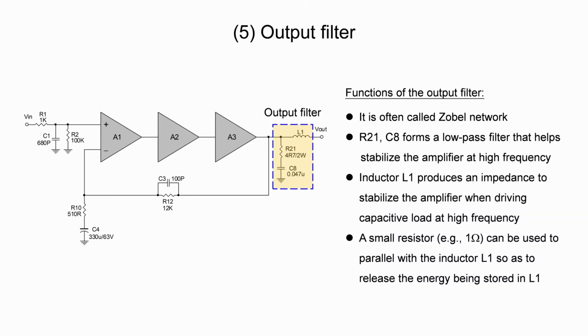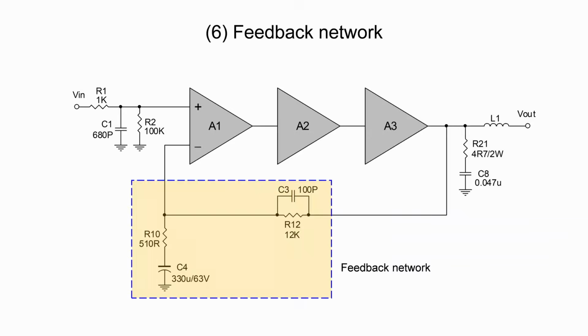A small resistor, for example 1 to 2 ohms, can also be connected in parallel with the inductor L1, so as to release the energy being stored in L1. This is especially useful for very high output power amplifier.